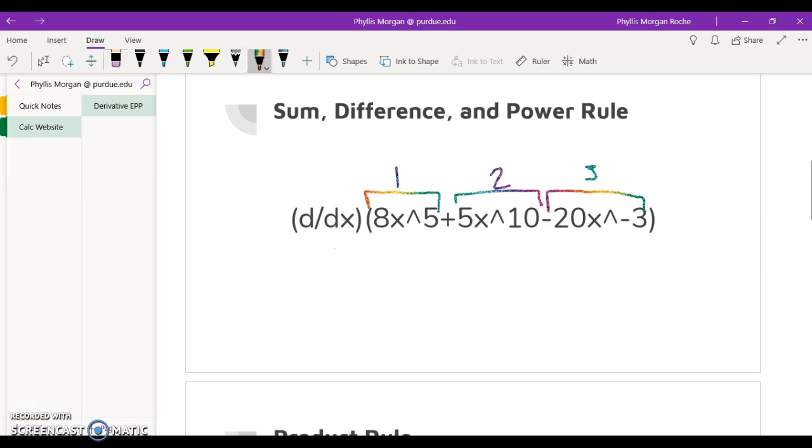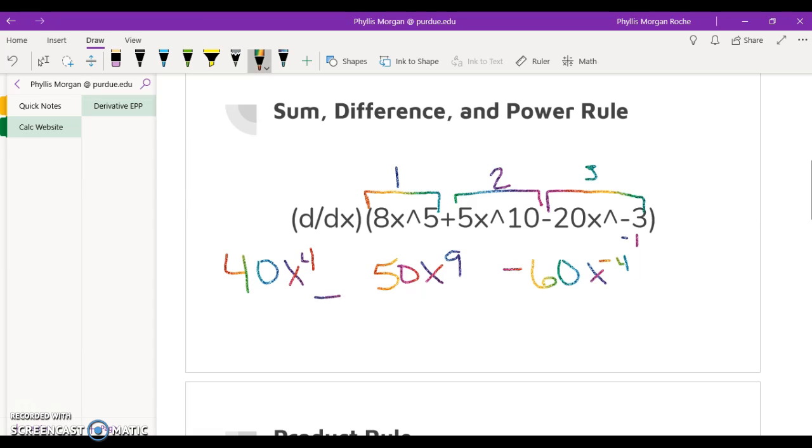So then this would become 40x to the 4th. Now we are going to use the same rule to do number 2. So we're going to bring the 10 down to multiply by 5, which becomes 50x. And remember to subtract 1, so this becomes 9 now. Then lastly, you're going to have negative 3 times 20, which is going to give you negative 60x, and to subtract 1 becomes negative 4.